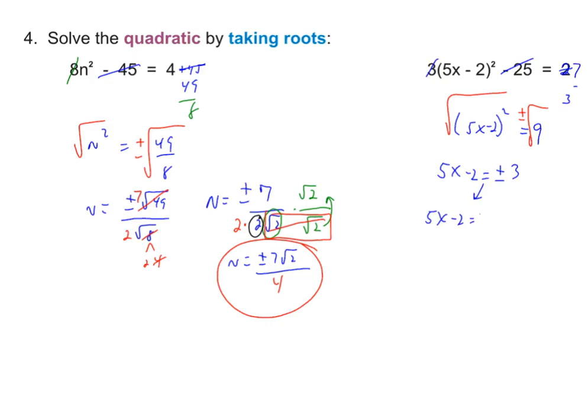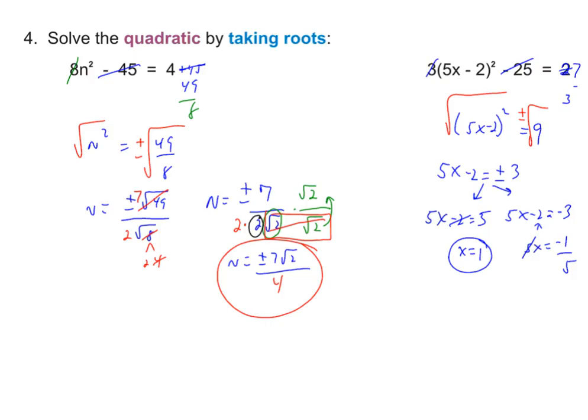5x minus 2 equals the plus 3 one time, and 5x minus 2 equals the minus 3 the second time to find both roots. All right, on the left, add a 2 to both sides. We get 5x equals 5, and then divide both sides by 5, and we get x equals 1. On the right-hand side, add a positive 2 to both sides. We get 5x equals negative 1. Divide both sides by 5, and we get x equals negative 1/5. There are your roots, and away you go.